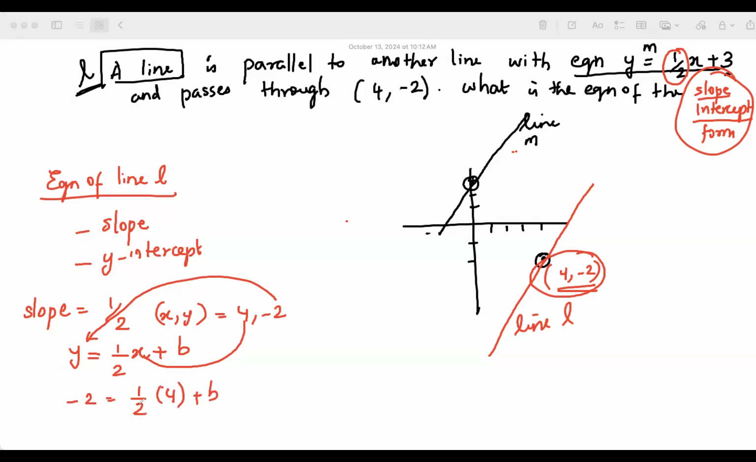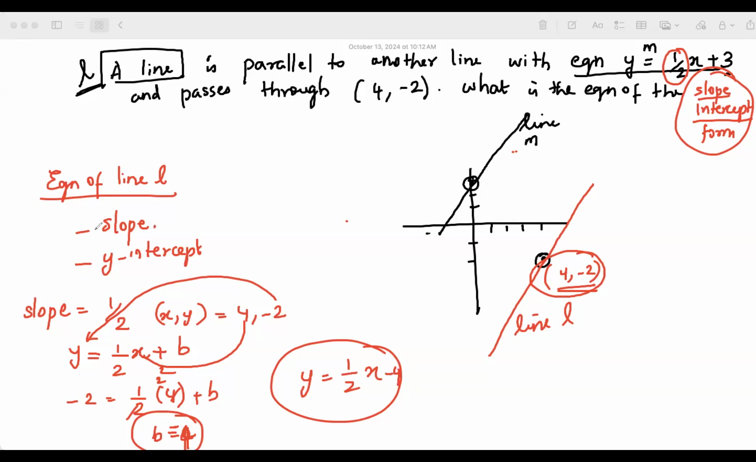So plugging in, I can write the equation of the line as y equal to half x plus b. Rishit, you got minus? Wait, let me check. Because 1/2 times 4 is equal to 2, so b equals minus 4. Correct, I agree with you guys. b equal to minus 4.